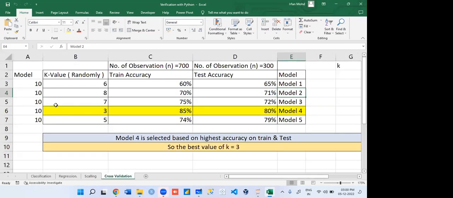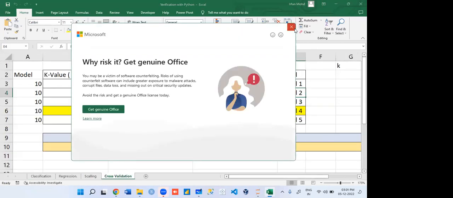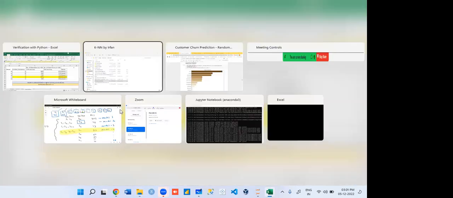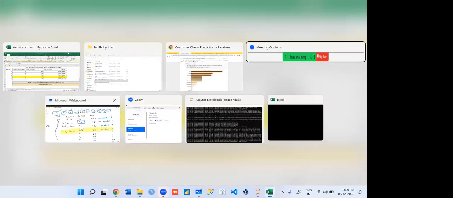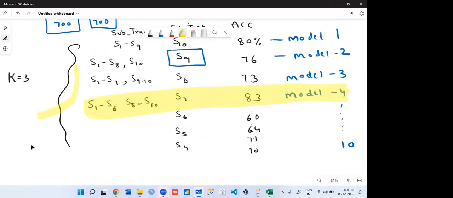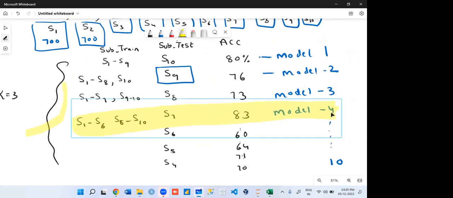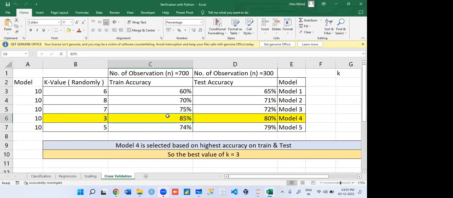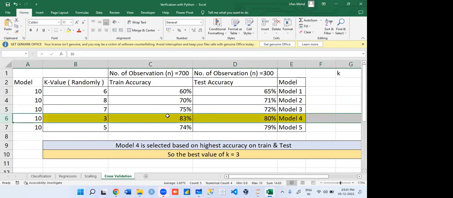Madam, please 2 minutes. If we have taken K value as 3, okay, how many models we make? 10. Out of 10, how many we select? 3. No, not reading a point. K 3 है, हमने कितने मॉडल्स बनाए? 10. कौन सा मॉडल सिलेक्ट किया? मॉडल नंबर 4 with accuracy of 83%. ये क्लियर हो गया?